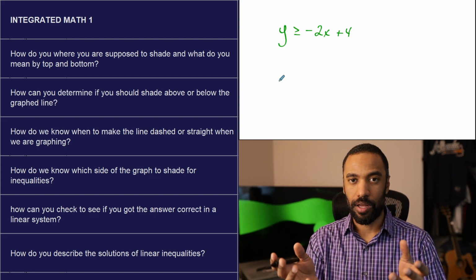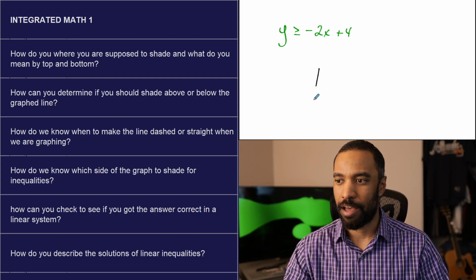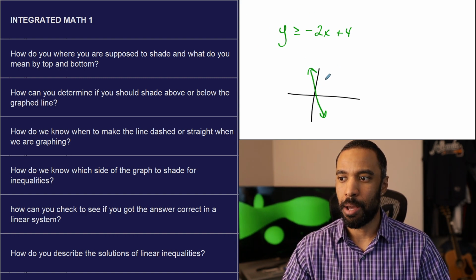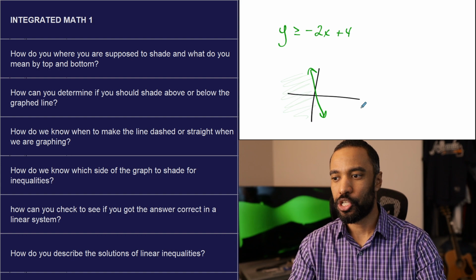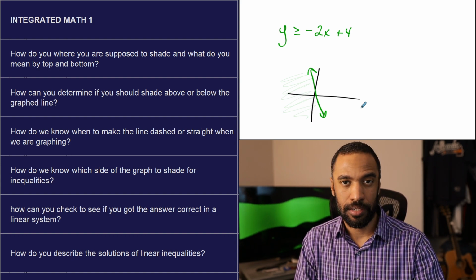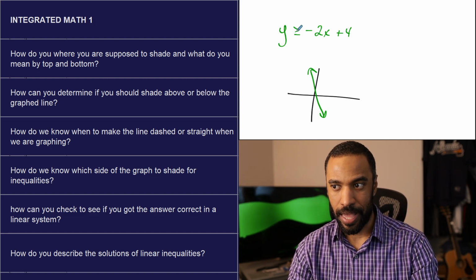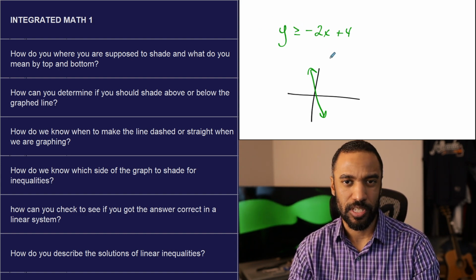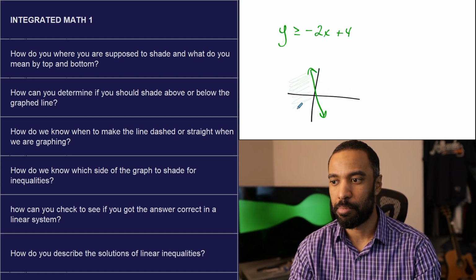And then in an inequality, there's this concept of shading. If I had the graph that looked like that there, we decide whether we shade above the line or whether we shade below the line. And the shading above or below is based on, in this form at least, whether y is greater than or less than. When y is greater than, we shade above the line. When y is less than, we shade below the line. Because this one's greater than, we'll shade above the line.